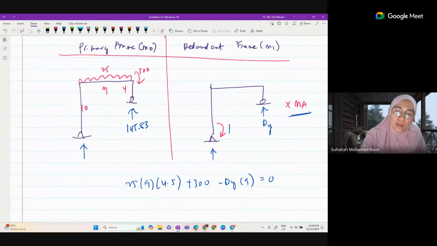It is 25 times 9 minus 145.83. What do you get?